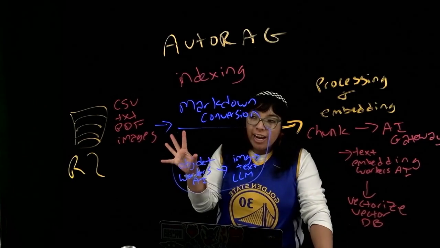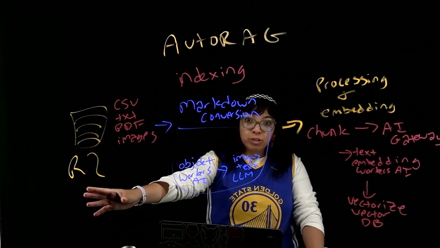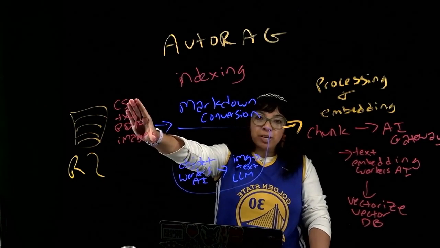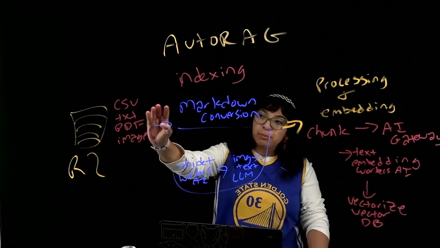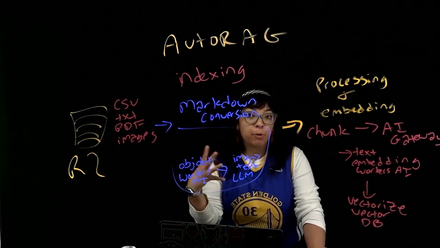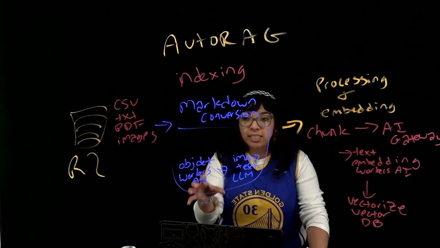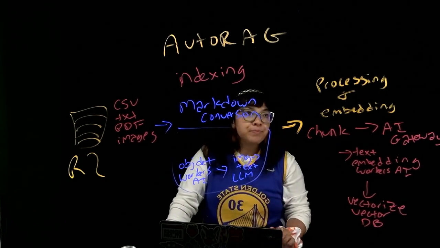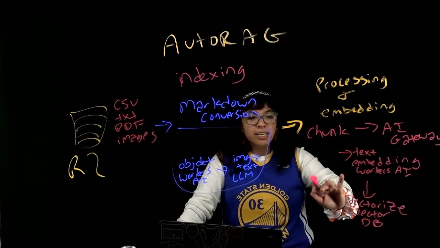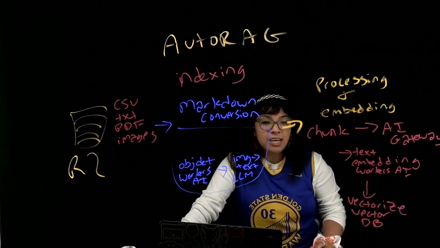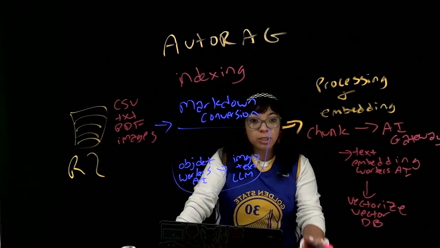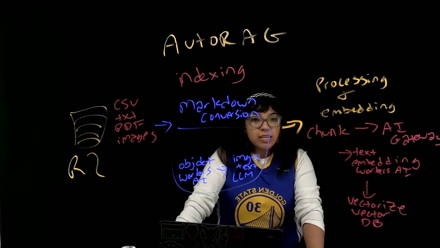So to recap, we have our R2 storage bucket. You can put in different files like CSV, text, PDF, and images. We perform some markdown conversion to standardize, make that data more consistent, convert images to text, process and chunk, and then embed it, and then store those embeddings so we can query it and perform semantic search.